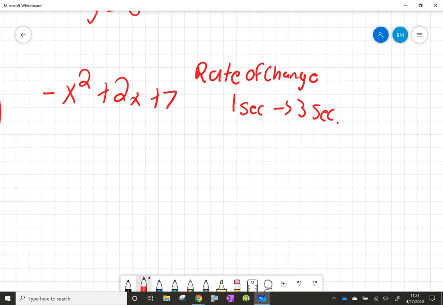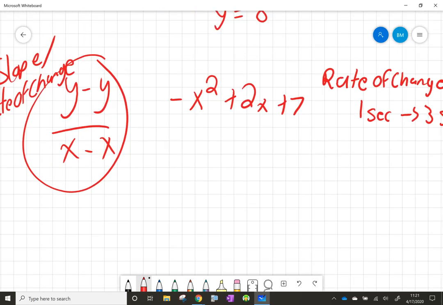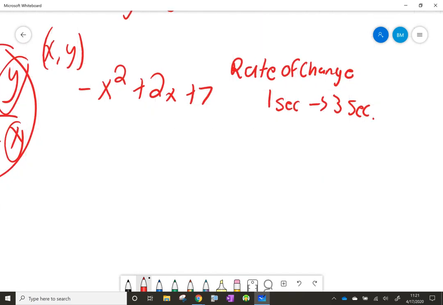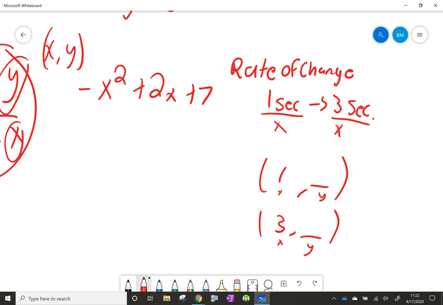So rate of change requires you to know 2 ordered pairs, 2 points, because you need to take the y value of the second point minus the y value of the first point, and then the x value of the second point minus the x value of the first point. So you need 2 points, 2 xy's. And these values here that it's giving us are both x values. So for the points that we're going to use, we already know the x values of both points. But what we need is the y value for these points. So in order to find the y value, we simply plug in the x values it's giving.